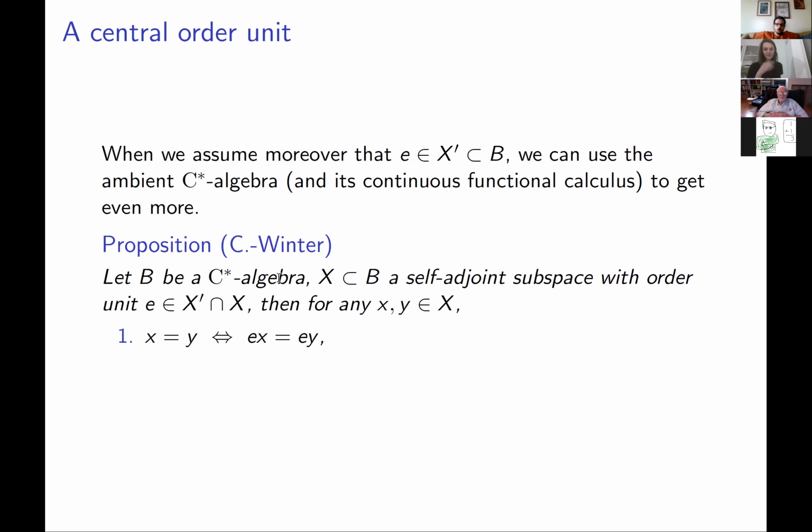So here's one sample of the sort of thing that we can get. If we have a self-adjoint subspace X of a C-star algebra with an order unit that commutes with X, then first of all, it has this nice separation property. It actually satisfies much stronger separation properties than this, but two elements are equal if and only if their products times this order unit are equal. So these products don't land in X, but they can still tell us something that happens inside of X. And likewise, E can completely detect positivity inside of X as well.